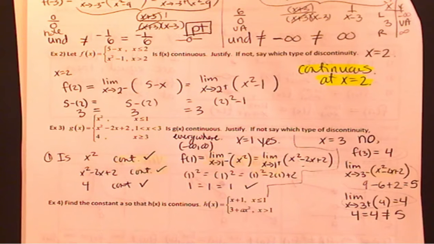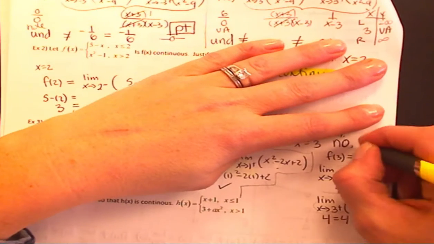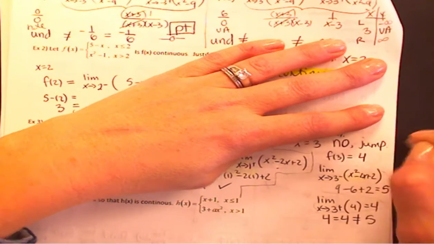From the right it equals 4. From the left it equals 5. PJ? Jump. From the left it's 4. From the right it's 5. It's a jump. No, there's a jump. Okay. Two left.